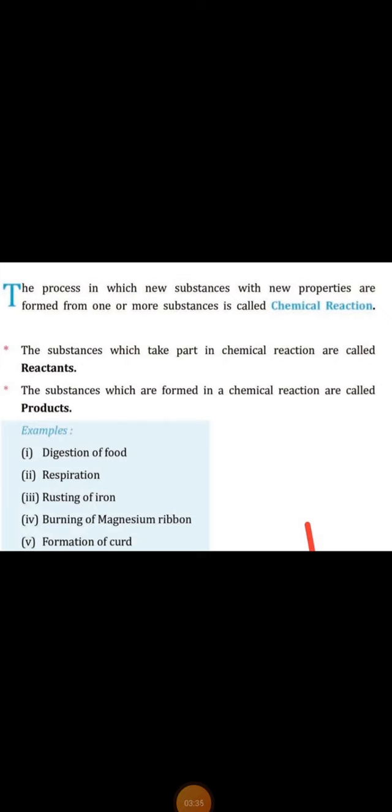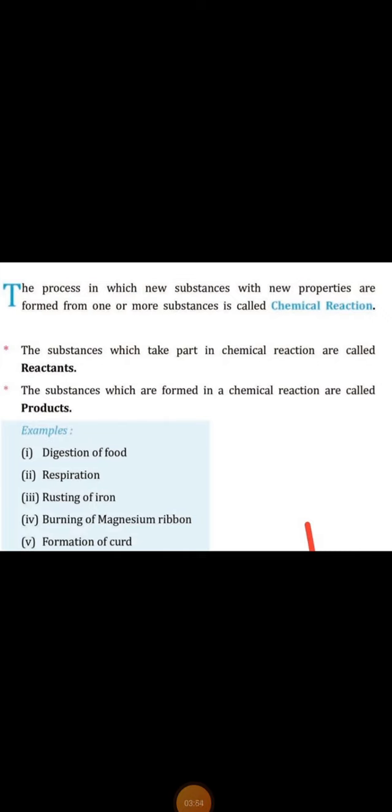Now in a chemical reaction, we see two things. The substances which take part in the chemical reaction, which are participating in the reaction, are known as reactants, and the substances which are formed due to the chemical reaction are known as products.